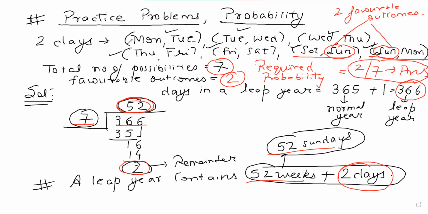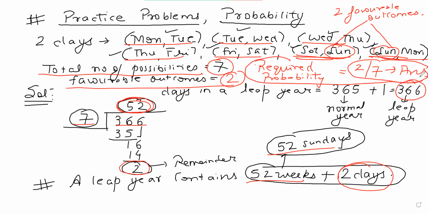These 2 days can be Monday, Tuesday, Tuesday, Wednesday, Wednesday, Thursday, Thursday, Friday, Friday, Saturday, Saturday, Sunday, Sunday, Monday. Total possibilities are 7. For 53rd Sunday to occur, you have two outcomes which are favorable: Saturday, Sunday and Sunday, Monday. So my required probability for having 53 Sundays in a year is 2 by 7. So I hope all students have understood the solution to this particular problem and have no doubts.